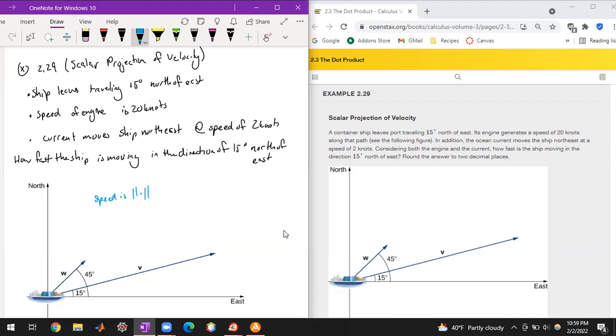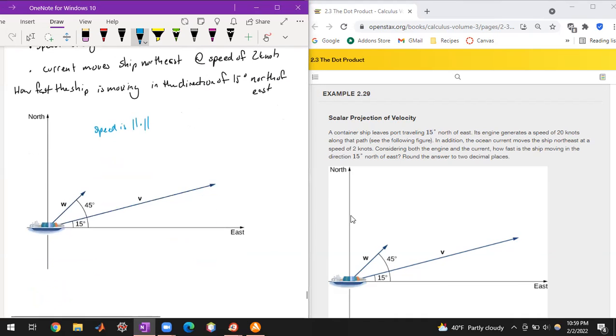So we know that our velocity in this north of east follows the path of our vector v here. This tells us that the magnitude of our vector v is equal to 20. Similarly, with our w vector, that's what they call their current, this is northeast at a speed of 2 knots. So this is telling us that the magnitude of w is equal to 2. And we know that this angle is equal to 45 degrees.